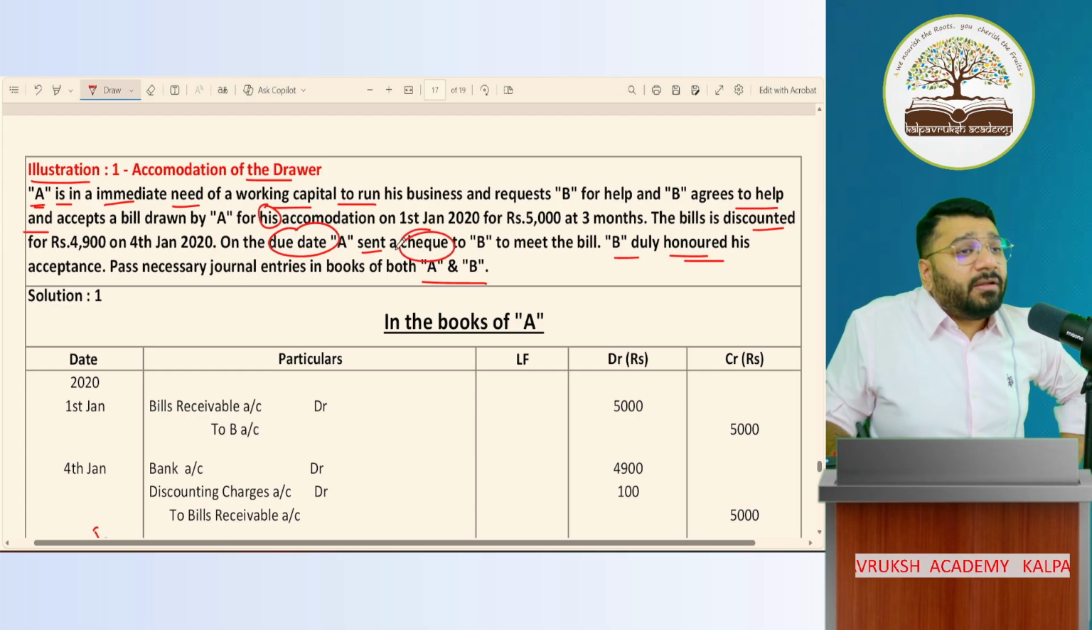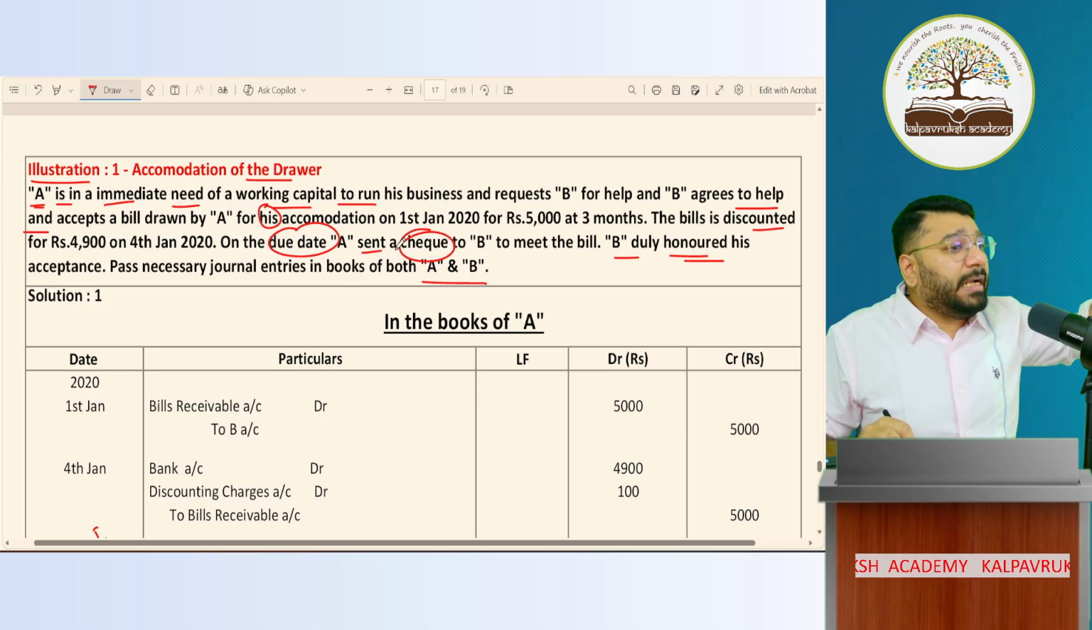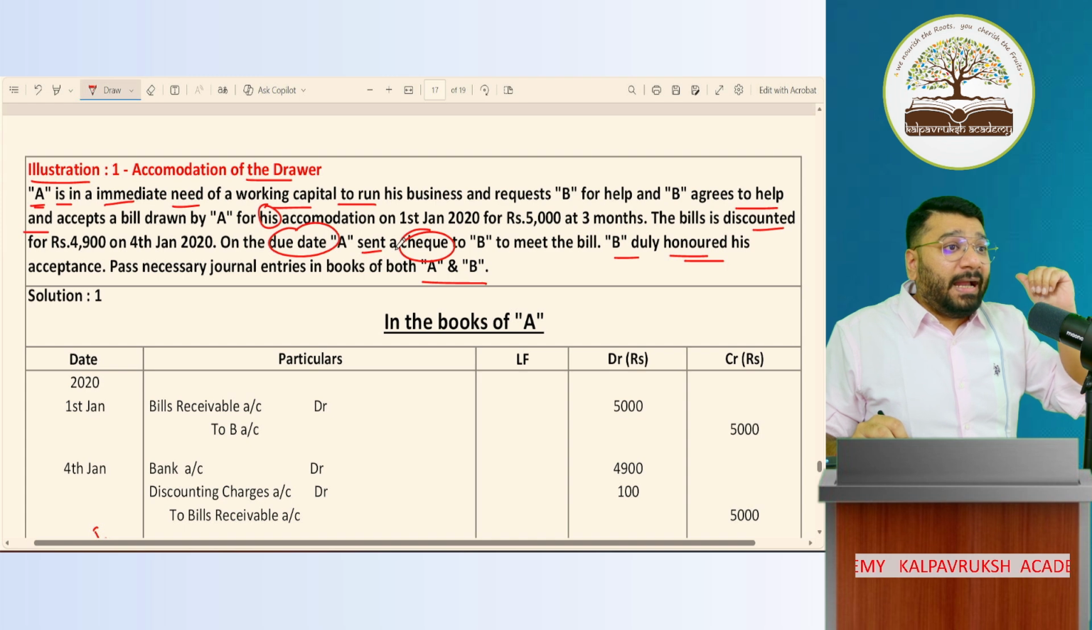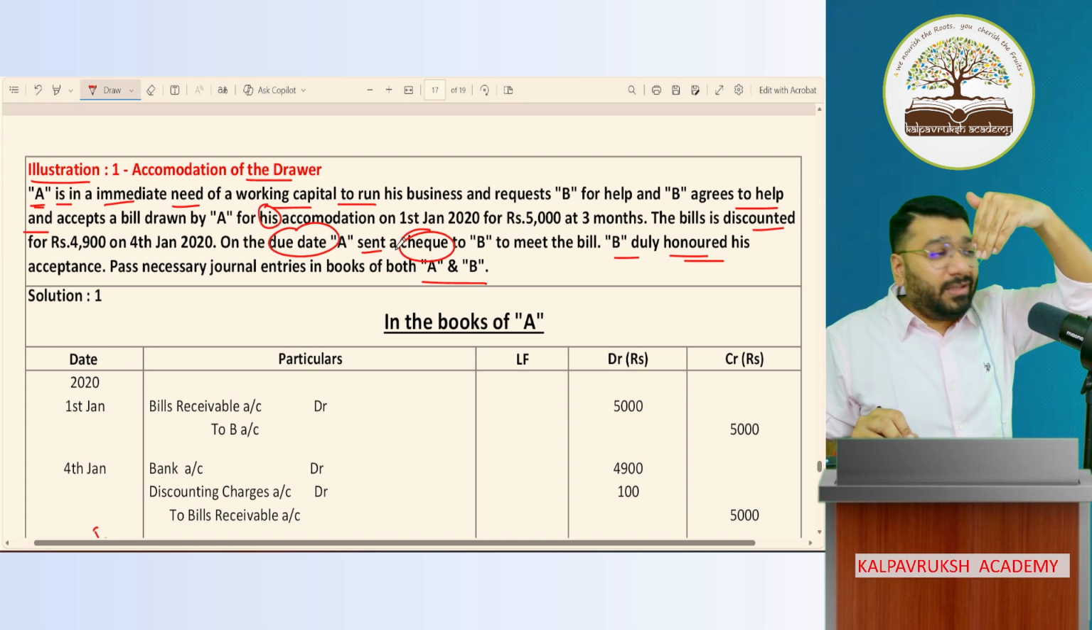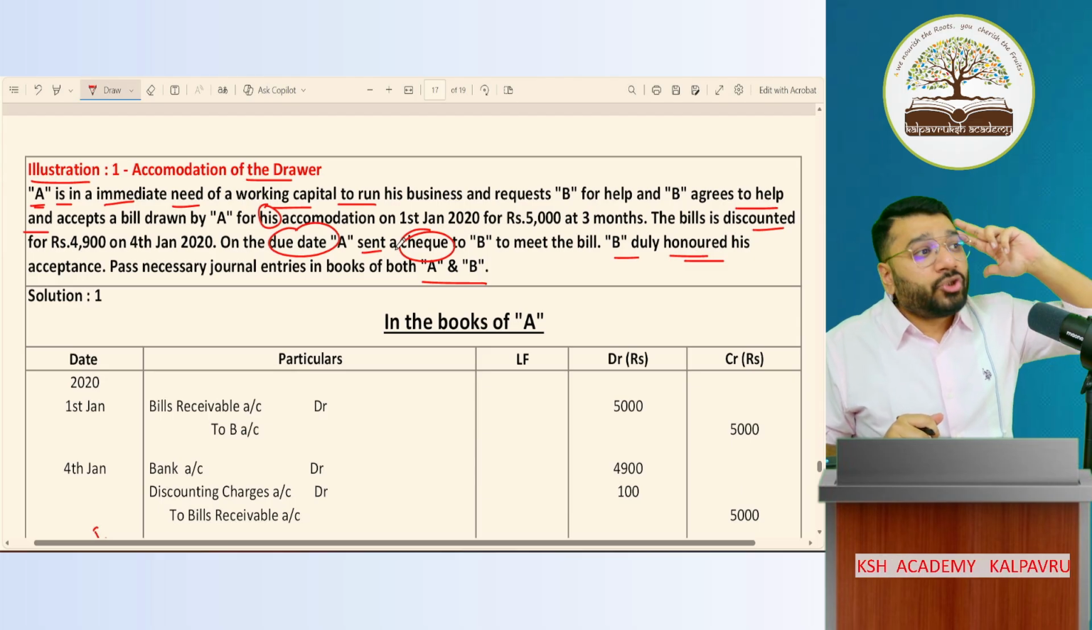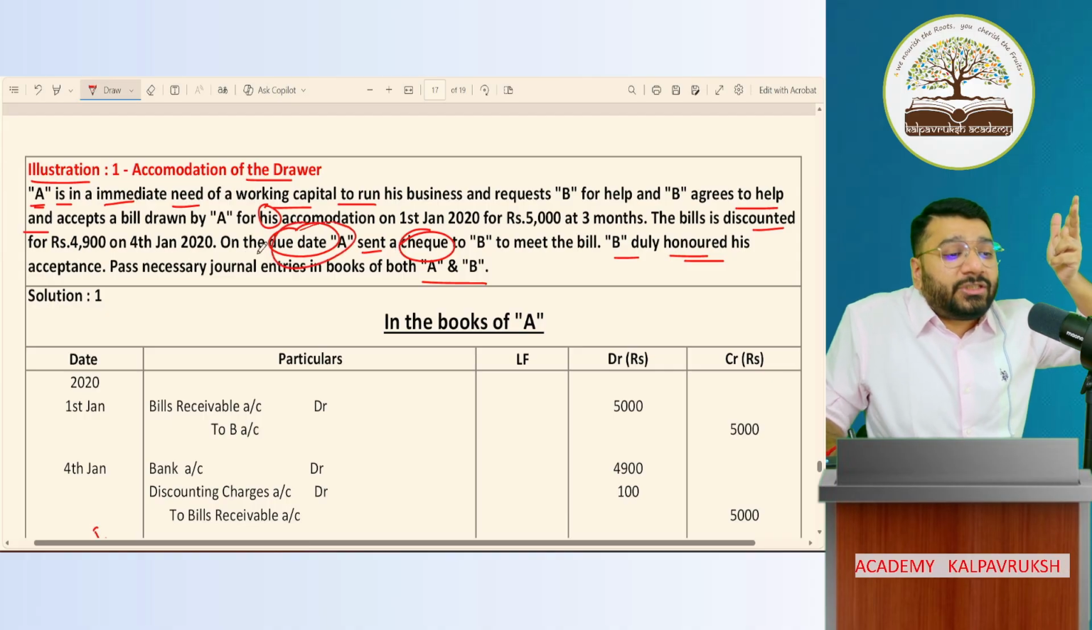Because a check is given. A check in a bank deposit will take 2 to 3 working days to clear. Understood? So it is not possible that on the maturity date we receive the check, then we'll make the payment to the banker immediately. It is not possible. So in this case, the due date should be literally taken as the due date. Apply your mind, no?